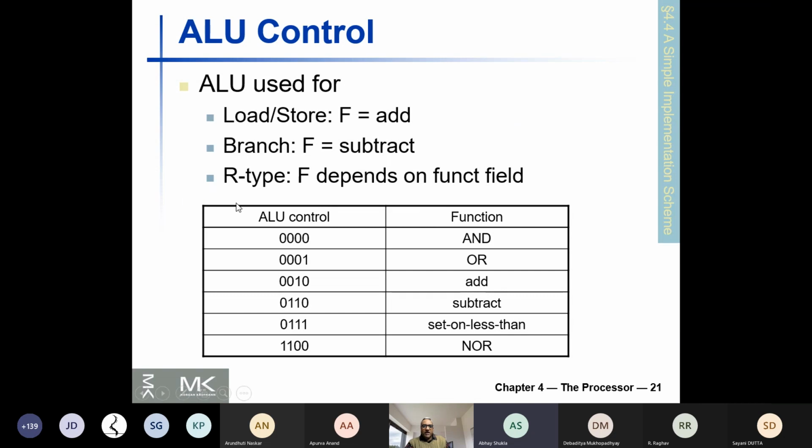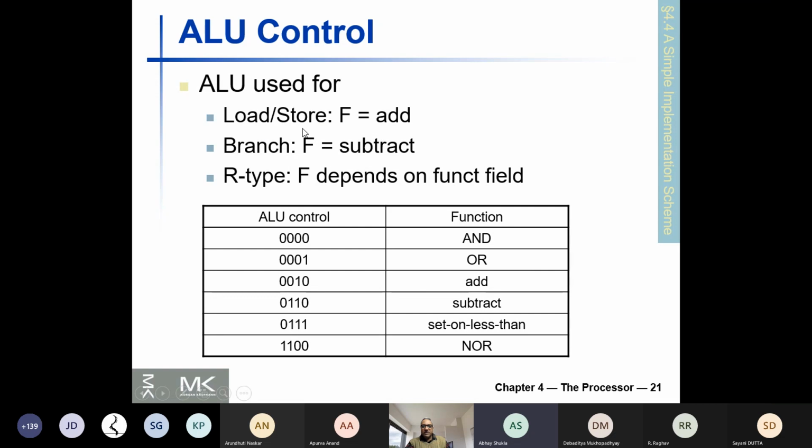Whereas in the R-type format, the lower 6 bits, that is the 6 bits at the LSB side, are used to indicate the function field. That means what specific function has to be carried out by the ALU. Whereas for load, store, and branch, the function field will not be there at all, so it is not considered as a function field. But the load, store, and branch instructions also need the ALU for performing their operations.